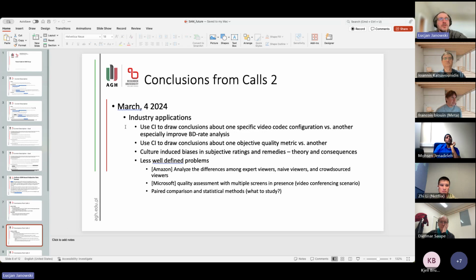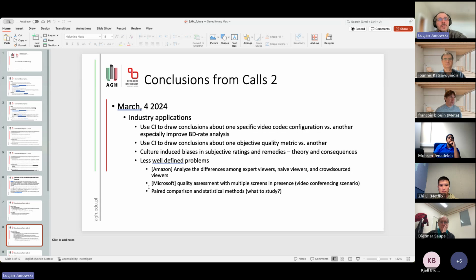Then the next call was more about the industry applications. So this was using confidence interval to draw conclusions about specific video codec configuration, and especially BD rate analysis, using again confidence interval to draw conclusion about one objective quality metric versus another, and culture independence things. So these were pointed out as important topics for the industry partner.